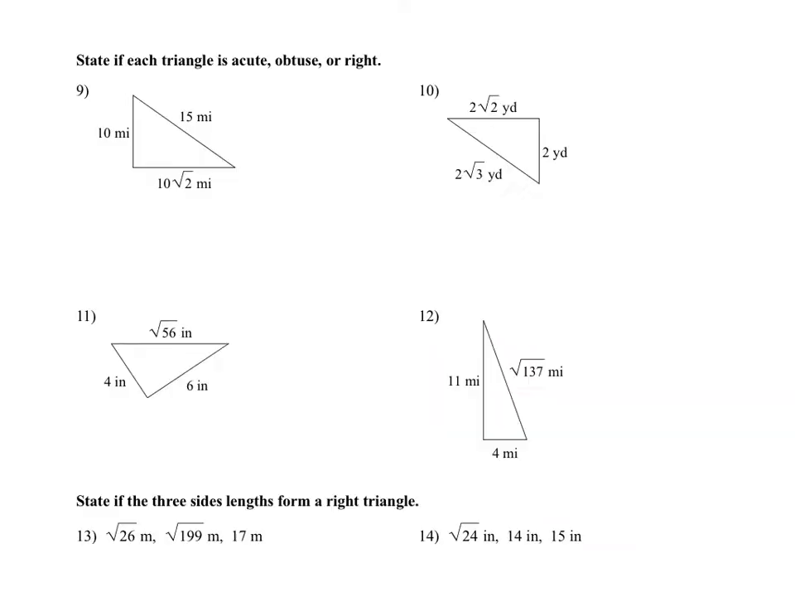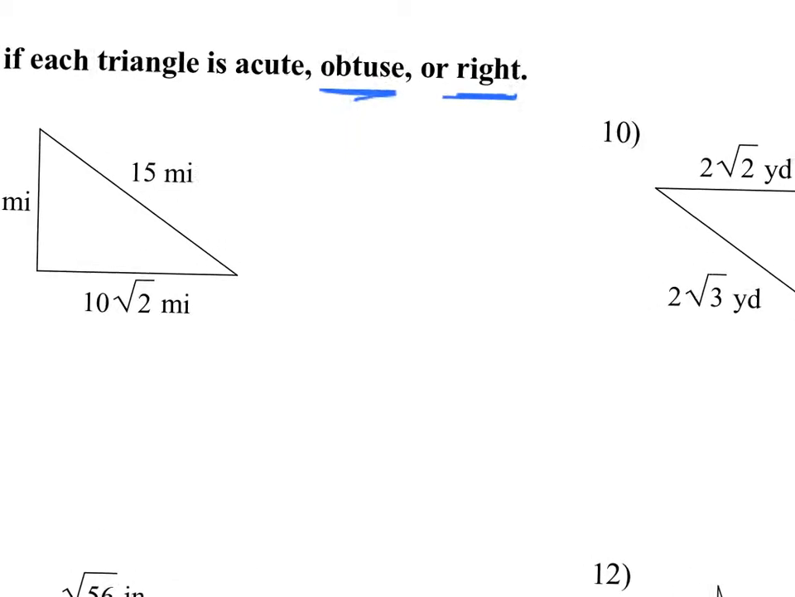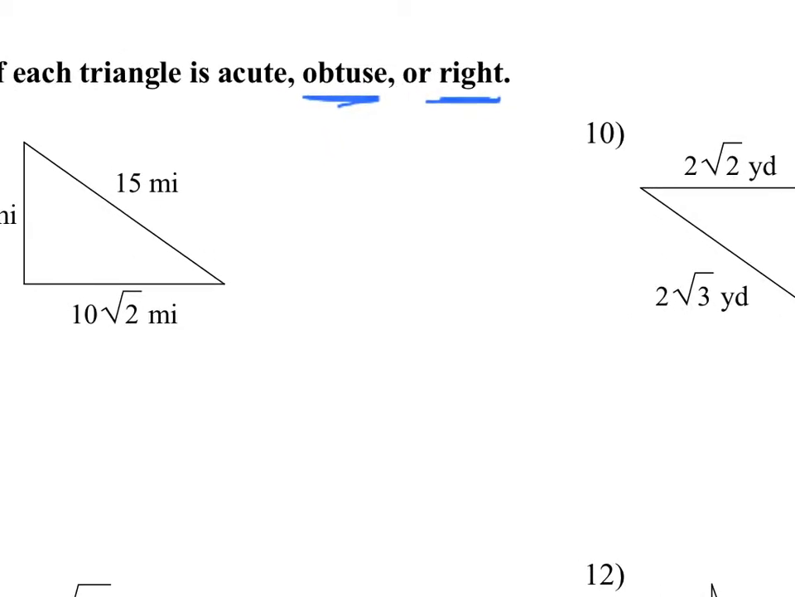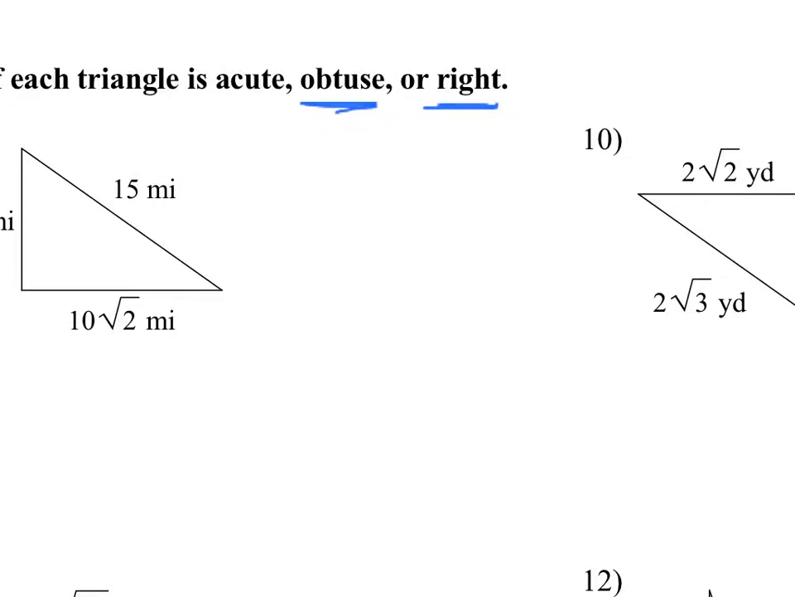Another form of classification is to say, is it a right triangle? And if it's not, is it an obtuse triangle or acute? Now, a right triangle means you have one angle that measures 90 degrees. If you have an obtuse, it means you have one angle that's greater than 90 degrees. So 100, 110, and so on. If it's an acute triangle, all angles are less than 90.